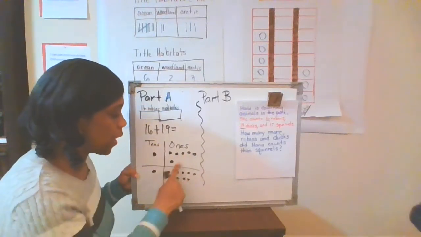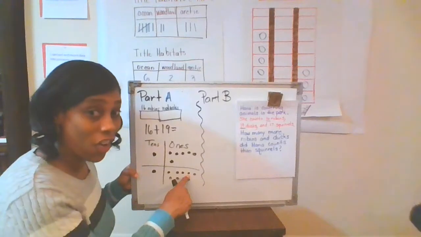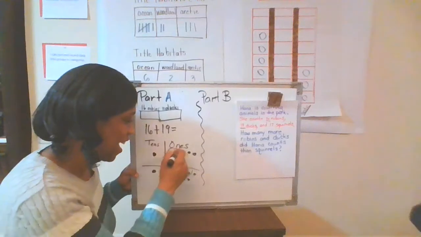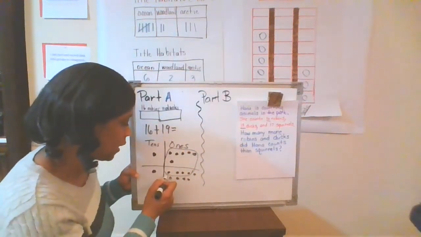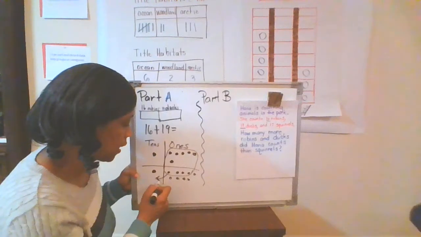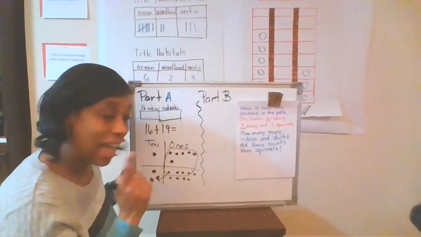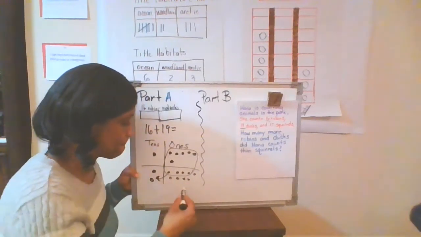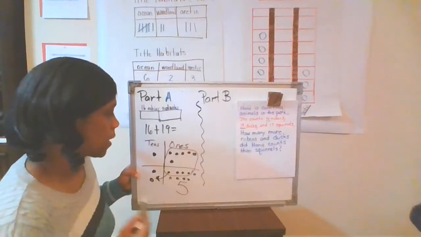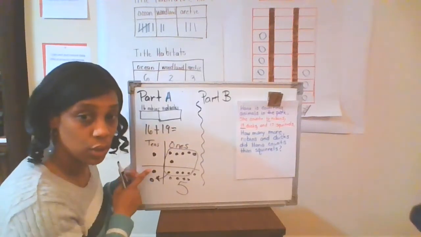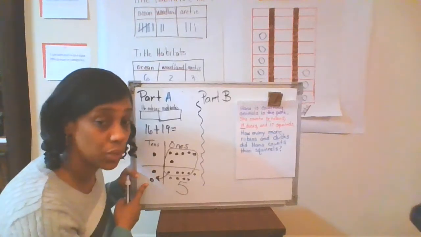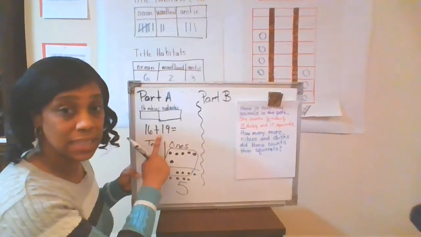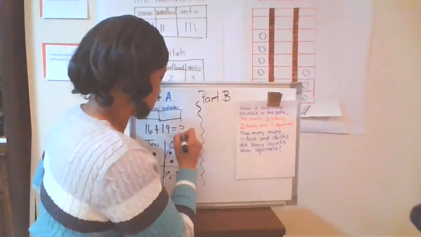1 2 3 4 5 6 7 8 9 10. I can make a new 10. Yes, indeedy. Let me do that. I'm going to bundle up this 10 and now make a new 10. How many do I have left? 1 2 3 4 5. How many 10s do I have? 1 10, 2 10, plus the new 10 that I have makes 3 10s. So now I know that 16 plus 19 equals 35.